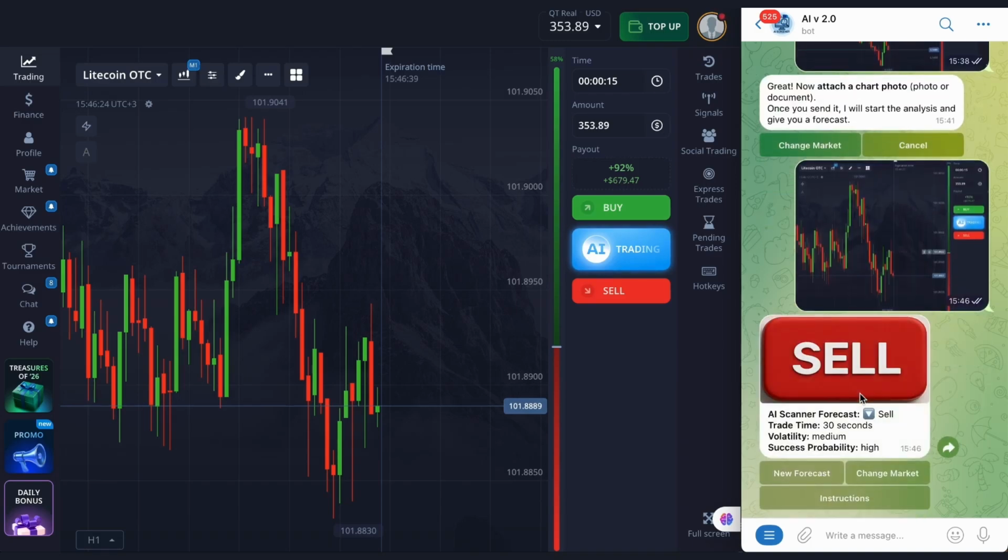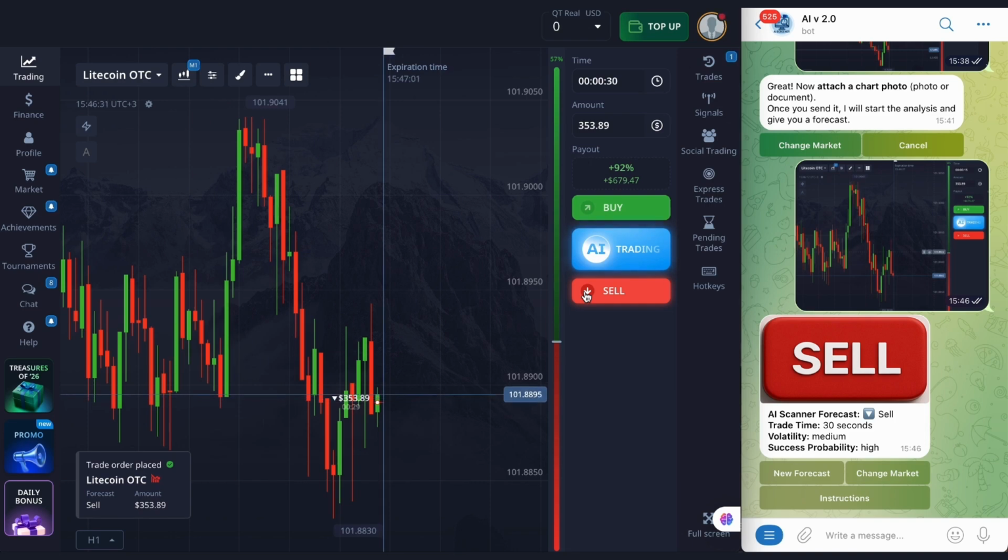We're about to find out, people, and it is gonna be a 30-second sell. Setting my time on 30 seconds and executing a sell order. We're gonna hold on tight and see how this is going to be playing out, ladies and gentlemen. Predicted to be a medium volatile trade. Success probability is said to be high for this trade.